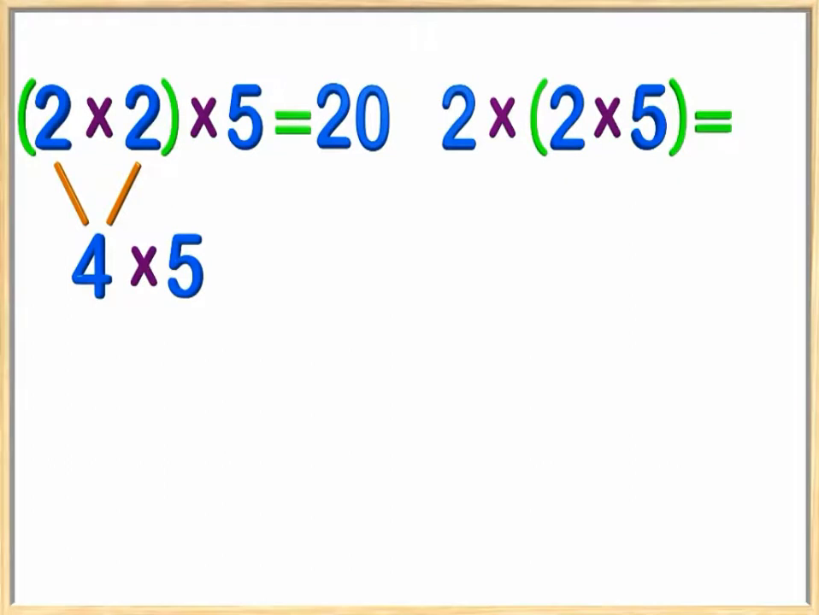Now we can do the problem on the right side of the board, and if the associative property of multiplication is right, we should get the same answer. To start, we remember the king goes first, so we multiply the numbers in the parentheses, 2 times 5. The answer to that is 10. Now all that is left is 10 multiplied by 2. What is 10 times 2?